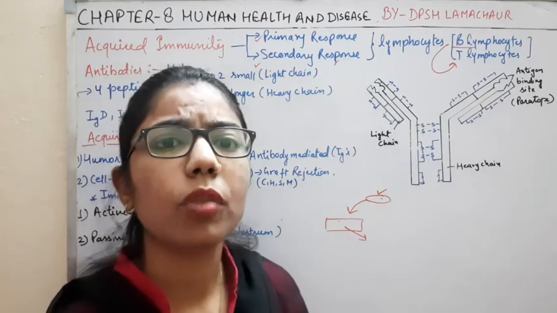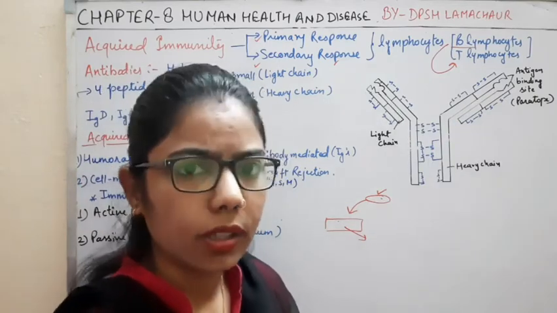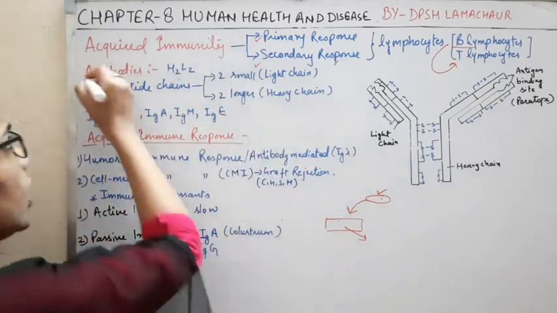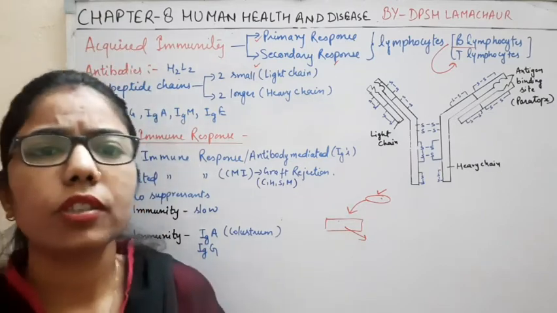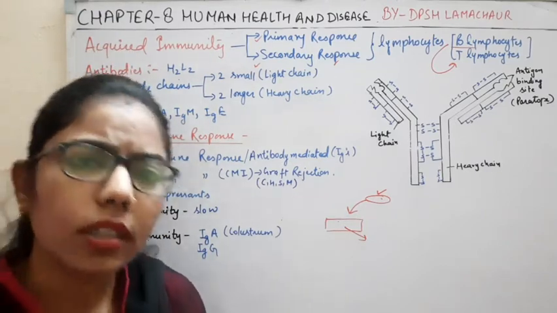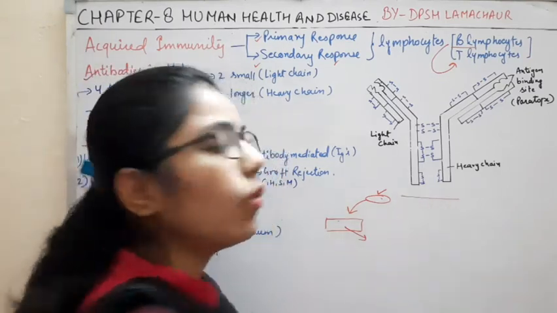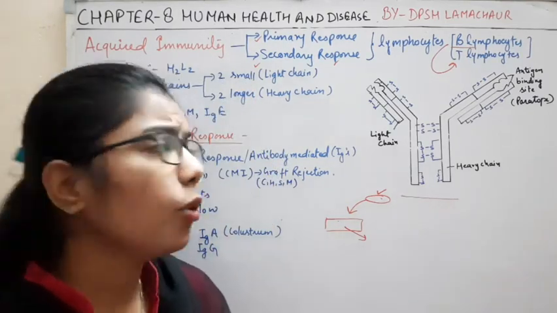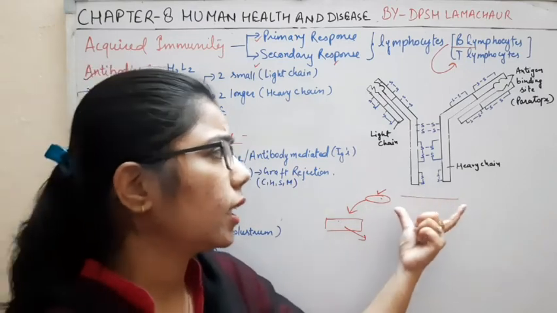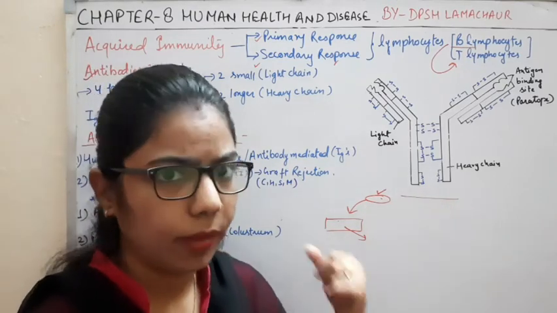There will be formation of more and more antibodies. So now when we are talking about these antibodies, what should be the structure? What is the structure of antibodies? Here I have drawn this diagram of antibodies. How can you say that it is an antibody and how is it forming?